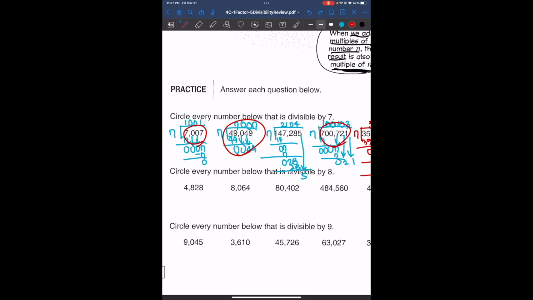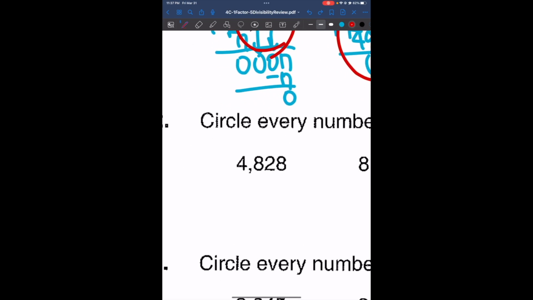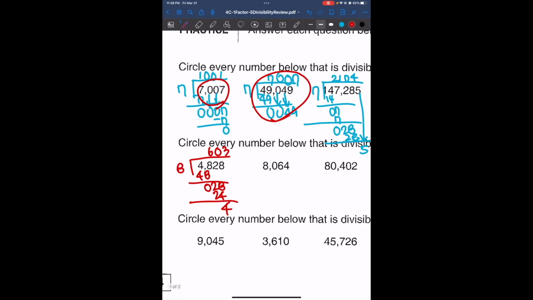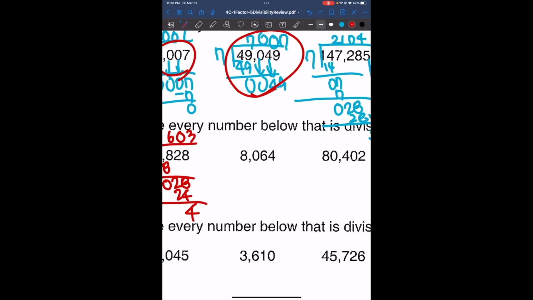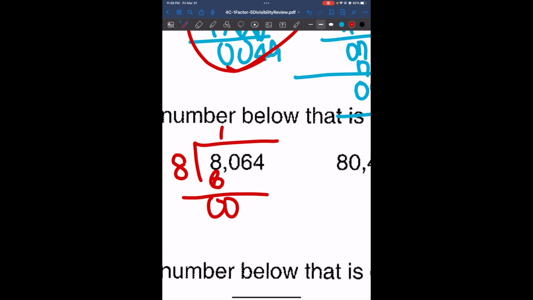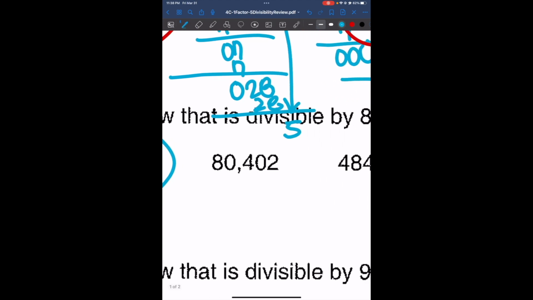So next, circle every number below that is divisible by 8. So 8 can go into 48 6 times. And then it can go into 28 3 times, but then it has a remainder of 4. And so it's not divisible by 8. Now for 8,064, it can go in 1,004 times, so it is divisible since we don't have a remainder.